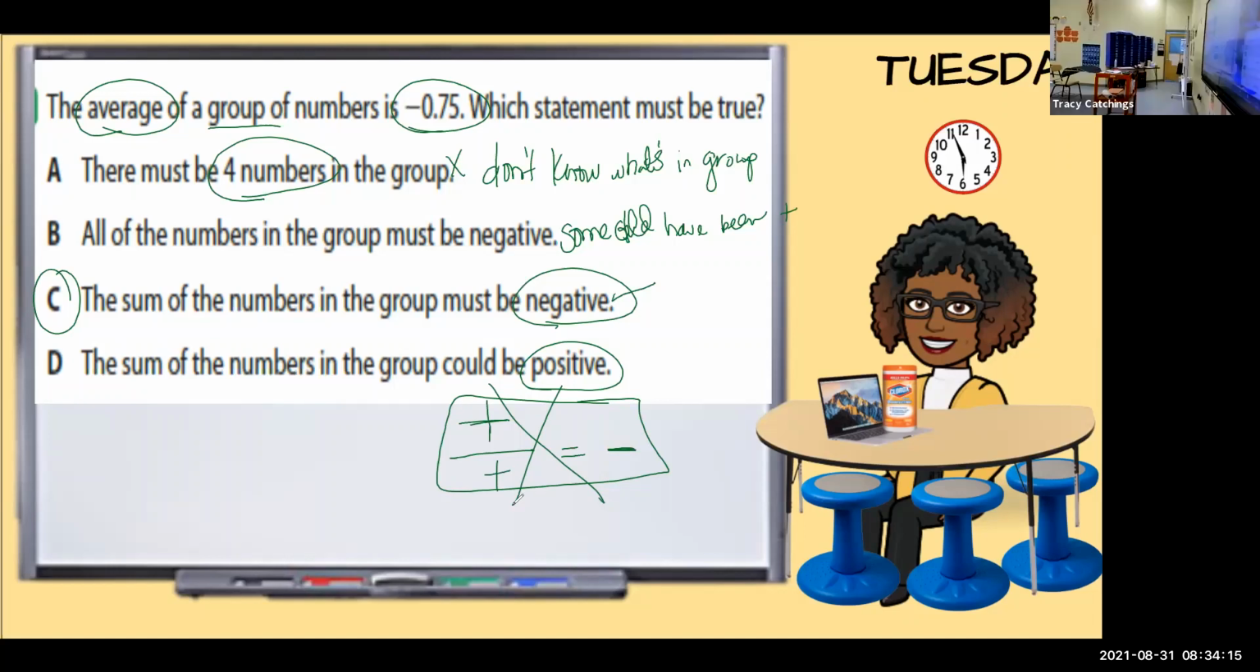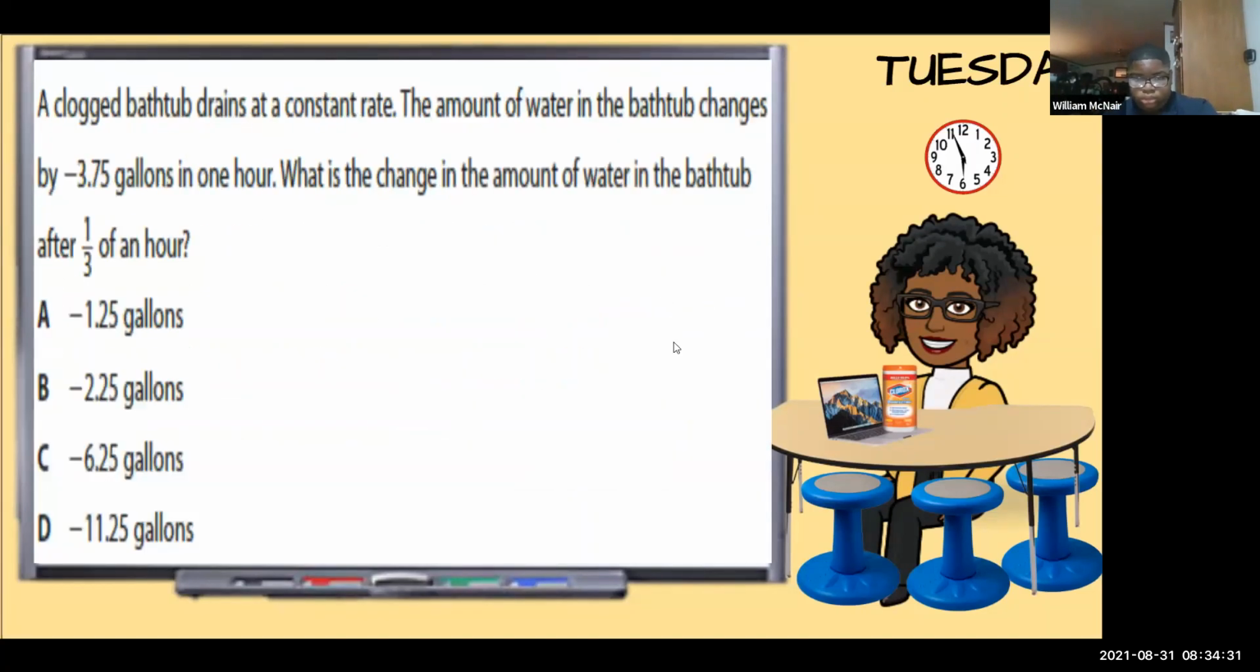So when they give you different problems like this, just think about what you know about multiplying and dividing with negative numbers. Any questions about it? No, ma'am. All right, I'm gonna give you about 30 seconds to a minute.